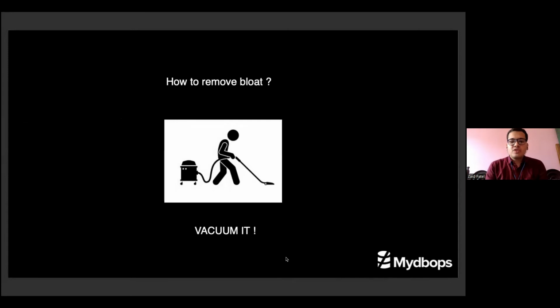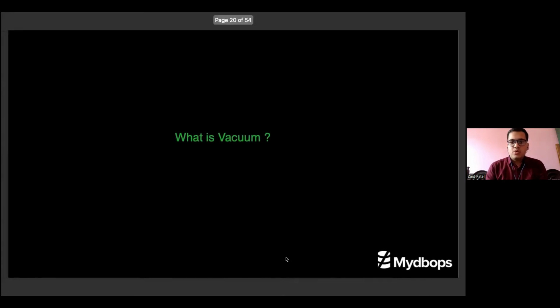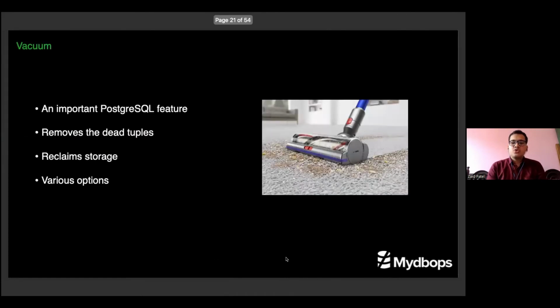So how can we remove this bloat? The answer is simple. We need to vacuum it. What is vacuum? Vacuum is a really important Postgres feature which helps in removing the dead tuples. It marks the dead tuples and cleans them up. It is also used to reclaim the storage that was held up by the dead tuples.